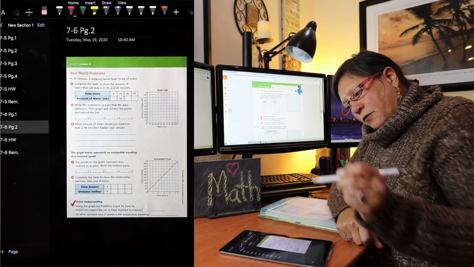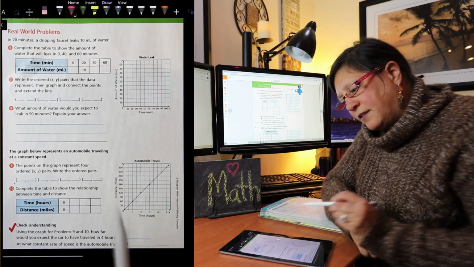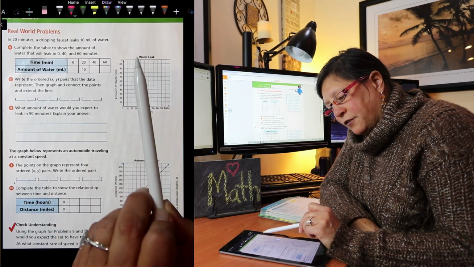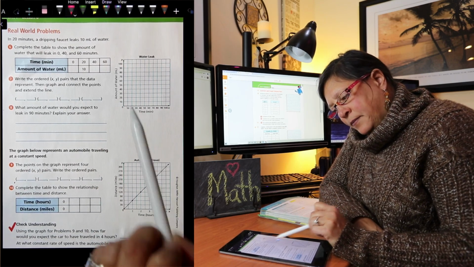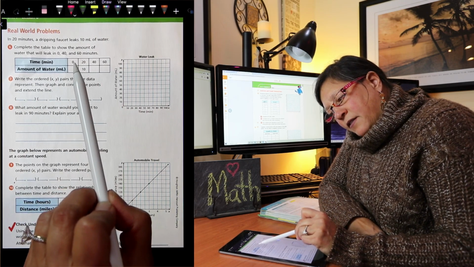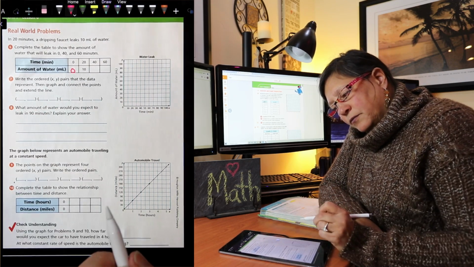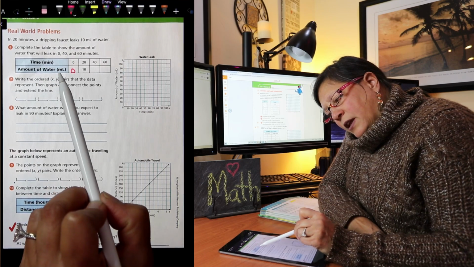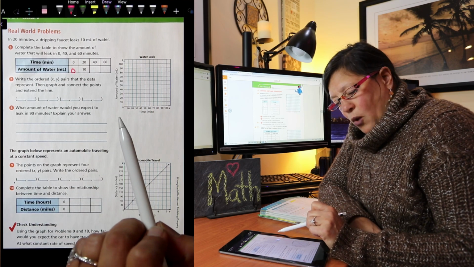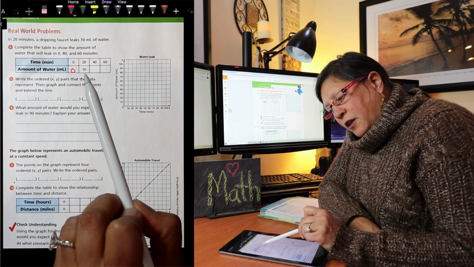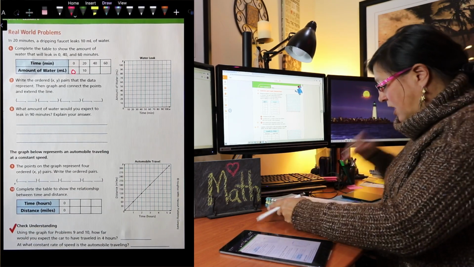Go ahead and turn the page to 300. Okay, real world problems. In 20 minutes, a dripping faucet leaks 10 milliliters of water. So we have a water leak. How much does it leak? How much time? Okay. The time in 0 minutes, how much water would leak? Well, it would be 0, right? Because it's 0 minutes. So in 20 minutes, it leaks 10 milliliters of water. So if it leaks 10 milliliters of water in 20 minutes, what would it leak in 40 minutes? Okay?